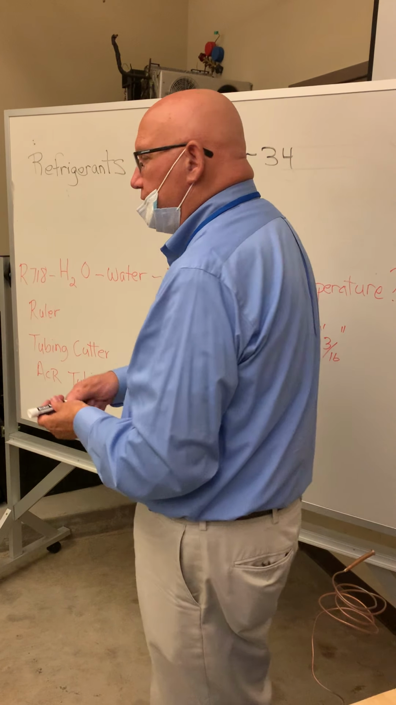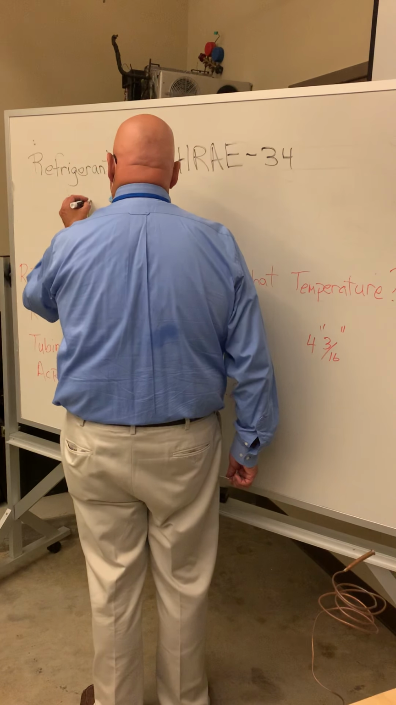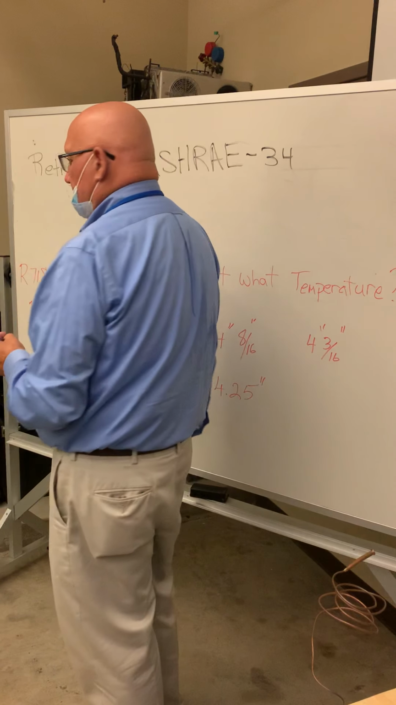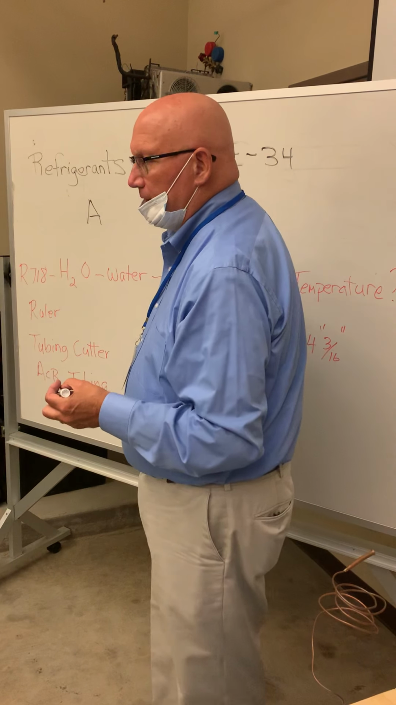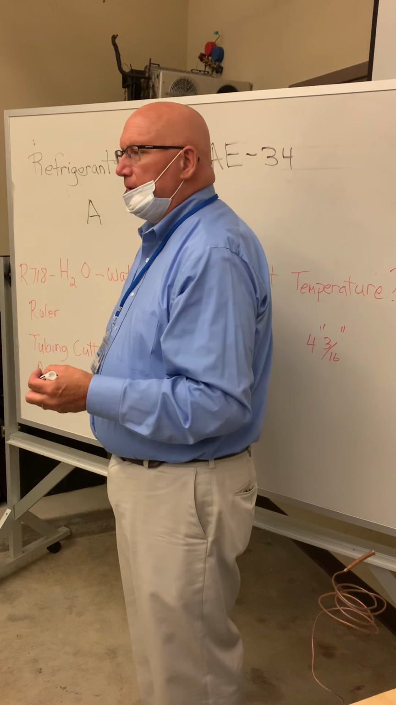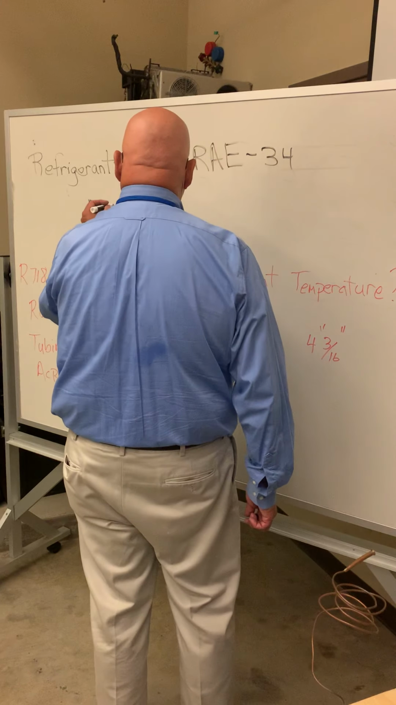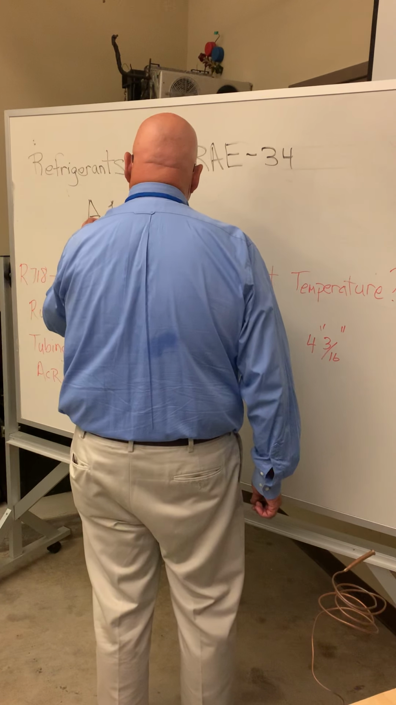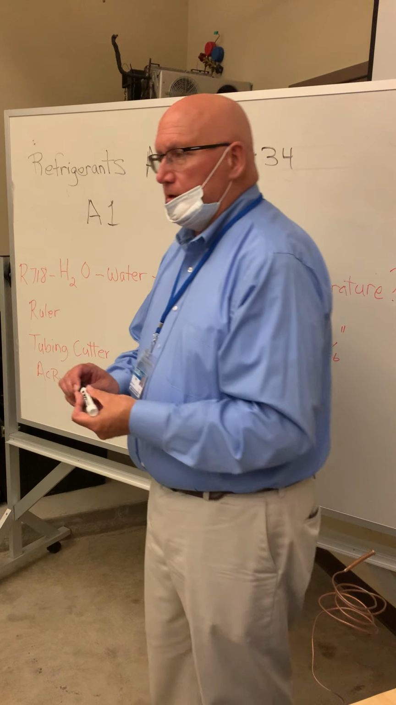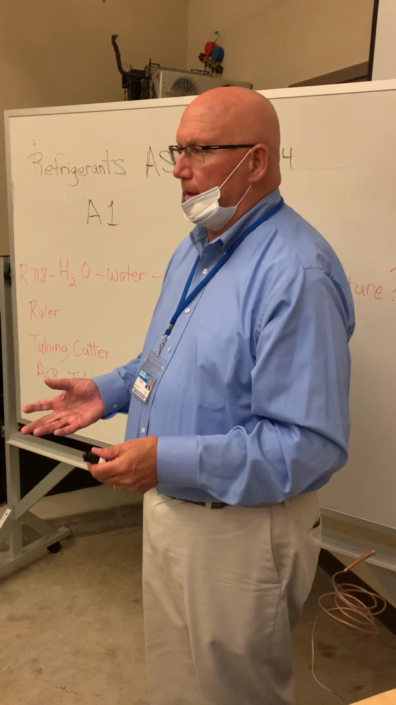So a refrigerant that is non-toxic to breathe is classified as A. A refrigerant that is not flammable is classified as 1. So we have A1. So A1's a really good classification for a refrigerant, right?